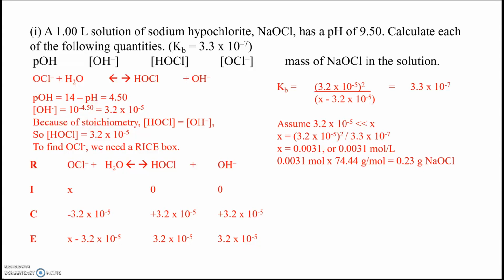We get 0.0331. And when we multiply that times our molar mass of 74.44, we see that we have 0.23 grams of sodium hypochlorite. Kind of a long question. Wouldn't surprise me if you saw something like that on an exam.